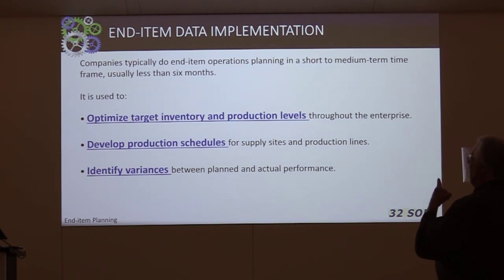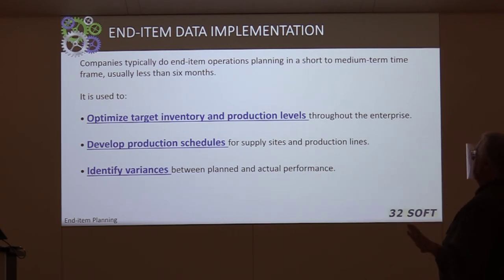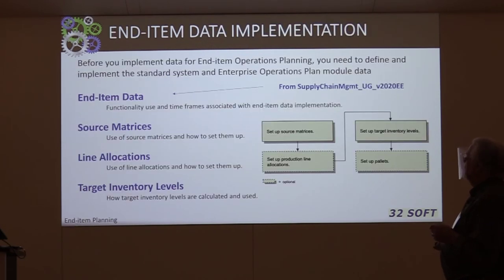And then we've got the end item implementation. So you define your families, your subfamilies, and now you're going to optimize the target inventory and production levels at the end item level and develop production schedules, identifying any variances between actual and plan. So most operations plans are at the site level. They're all associated with a production or a product line, and they're grouped for family levels into subfamily and families. Again, we talked about the importance of those units of measure.